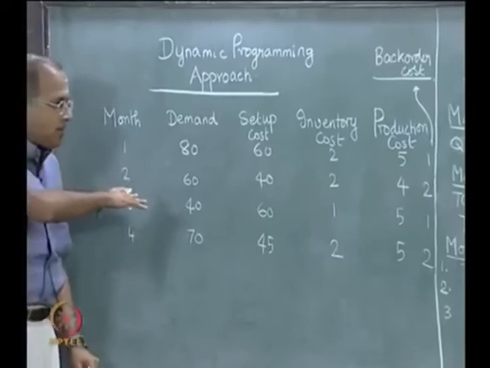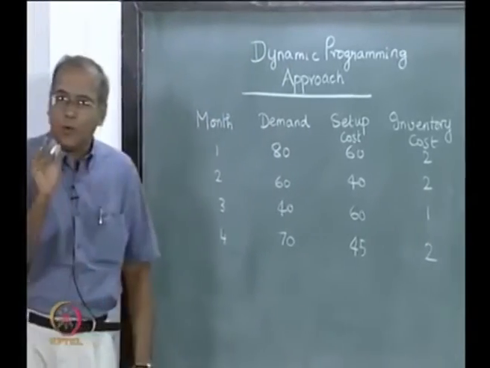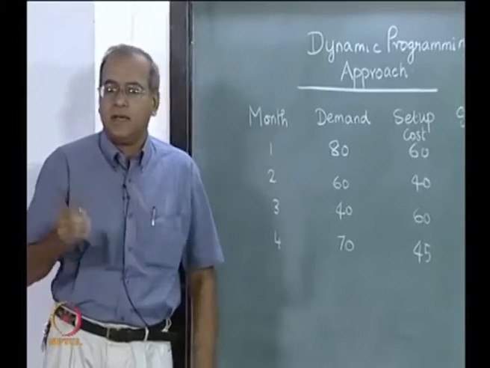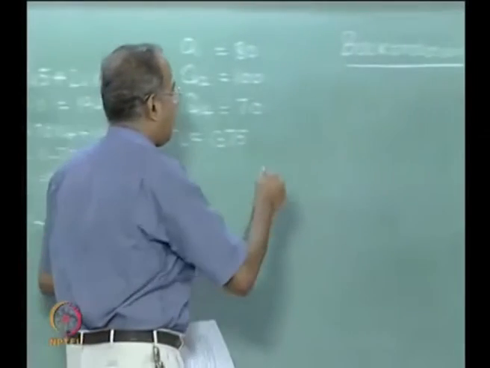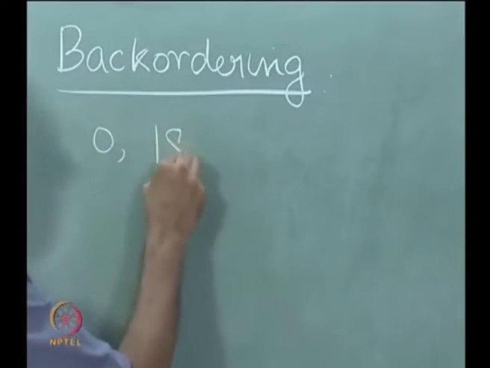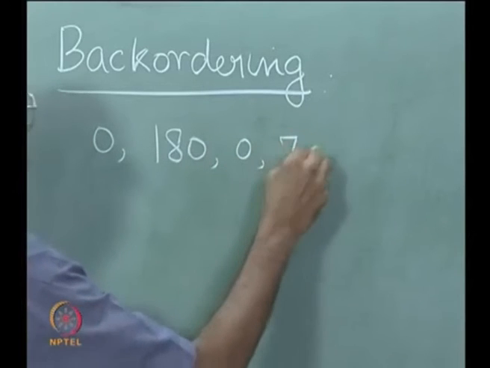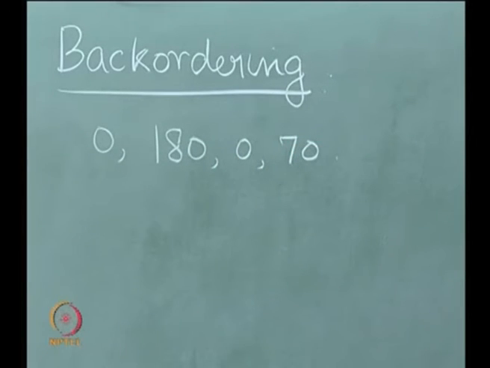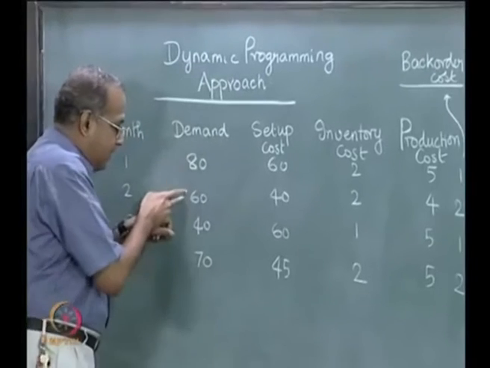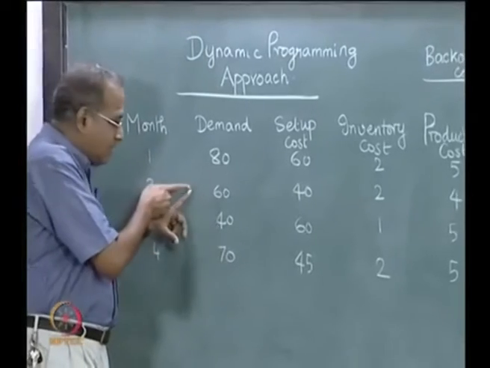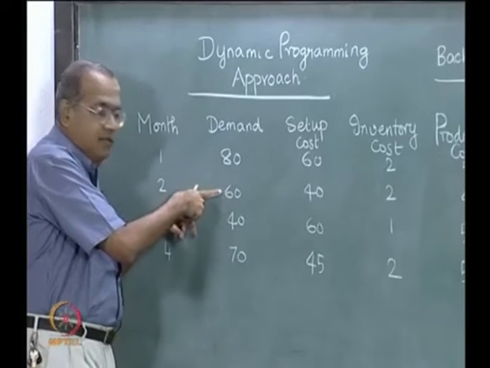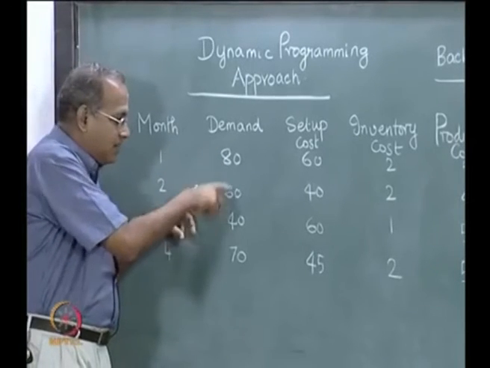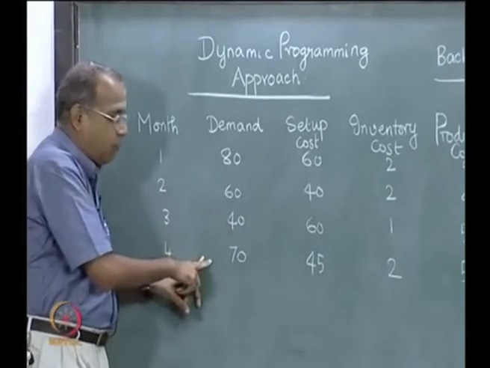Now, as I said, it throws open several scenarios. So, let us just look at one scenario that involves back ordering, and let us try and find out the cost. So, let us look at a scenario of 0, 180, 0, 70. It means I am going to produce 80 plus 60 plus 40, 180 here, which means I am back ordering this demand, I am meeting this demand in the month itself, and I am carrying to meet this demand, and then the fourth one that comes here.